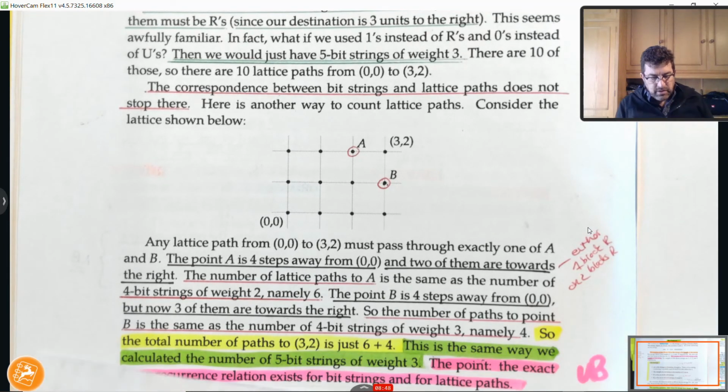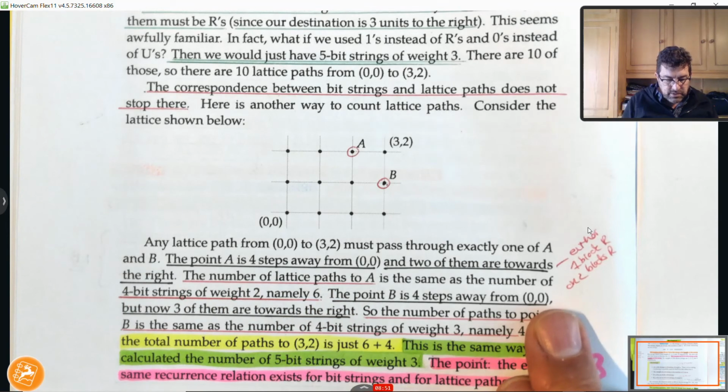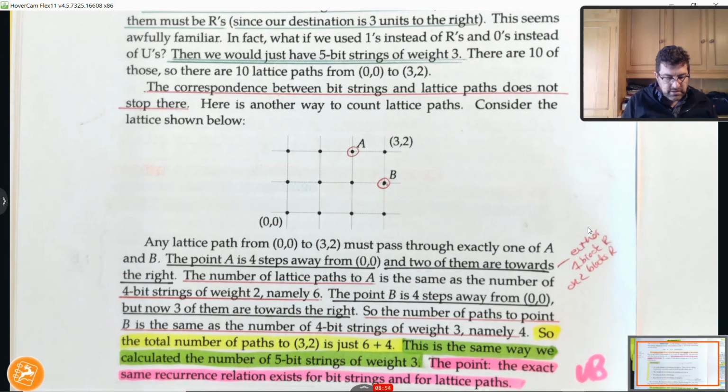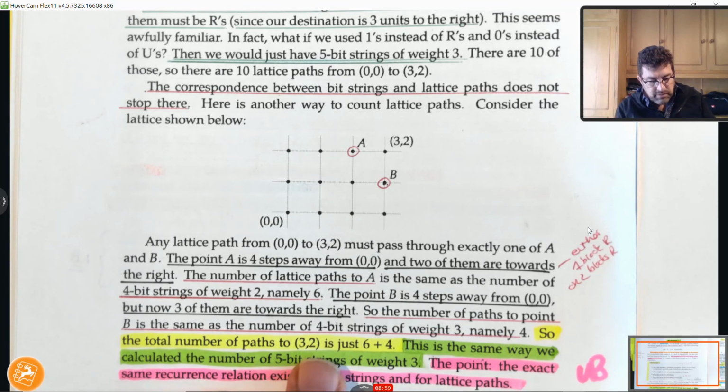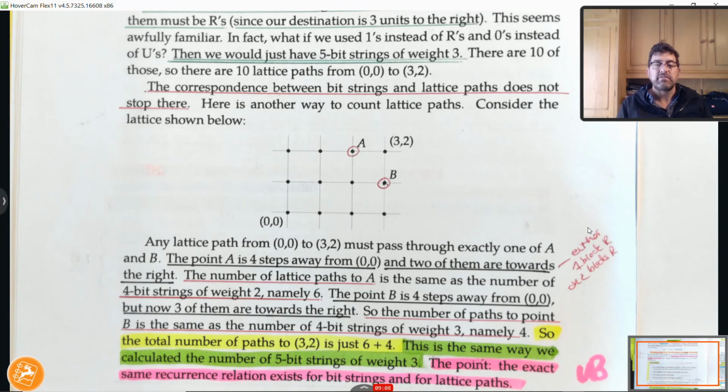Okay, so point B is 4 steps away, we said, 3 of them to the right. And the other one is 4 away, 2 of them to the right. So the total number of paths is 6 plus 4. This is the same way in which we calculated the 5-bit strings of weight 3. So the takeaway here is that the exact same recurrence relationship exists for bit strings as exists for lattice paths. Okay, now next video we will focus on binomial coefficients.